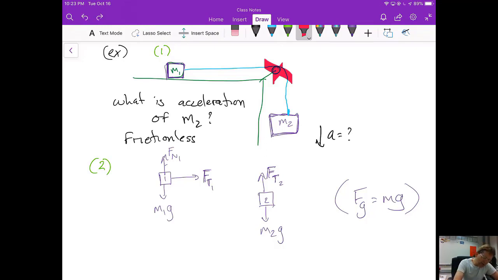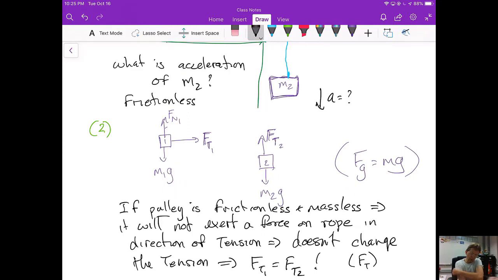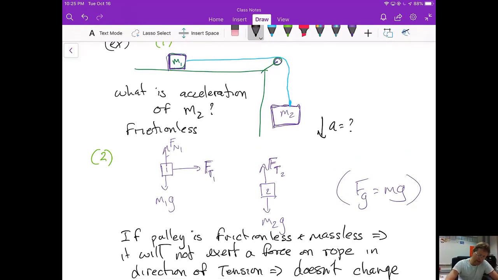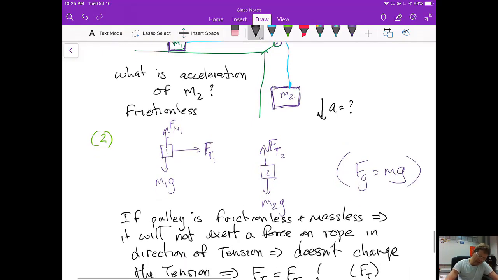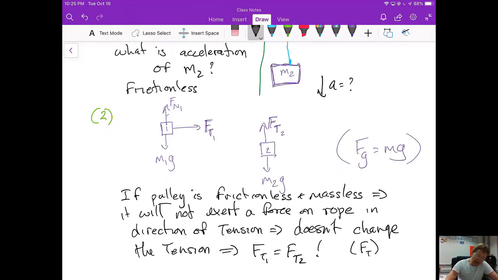And what we can actually say or even show is that the important thing here is that the pulley, which we're just modeling this system to be the rope going over a pulley, if the pulley is frictionless and massless, if it basically has no real impact on the rope, it won't exert a force on the rope in the direction of the tension, and therefore it doesn't change the tension. Not like the problem where we had the person with ropes pulling in either direction on the person. They changed the tension because they had a mass.